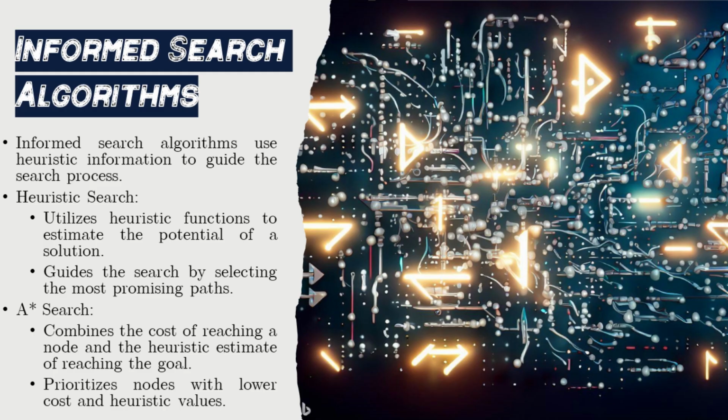Informed search algorithms. Informed search algorithms utilize heuristic information to guide the search process. Heuristic search involves using heuristic functions to estimate the potential of a solution. By considering these estimates, the search algorithm can prioritize the most promising paths, making the search more efficient. A popular informed search algorithm is A* search, which combines the cost of reaching a node with the heuristic estimate of reaching the goal. A* search prioritizes nodes with lower cost and heuristic values, leading to more optimal solutions.